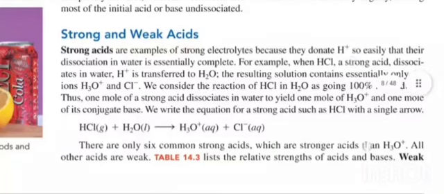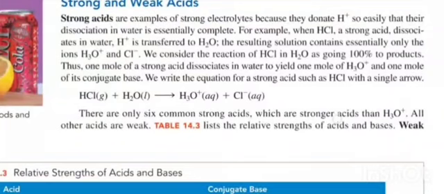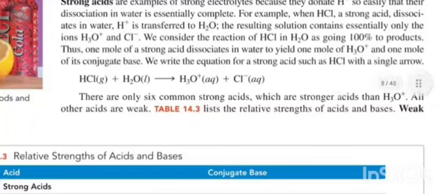Strong and weak acids. Strong acids are examples of strong electrolytes because they donate H+ so easily that their dissociation in water is essentially complete. For example, when HCl, a strong acid, dissociates in water, H+ is transferred to H2O. The resulting solution contains essentially only the ions H3O+ and Cl-. We consider the reaction of HCl in H2O as going 100% to products.